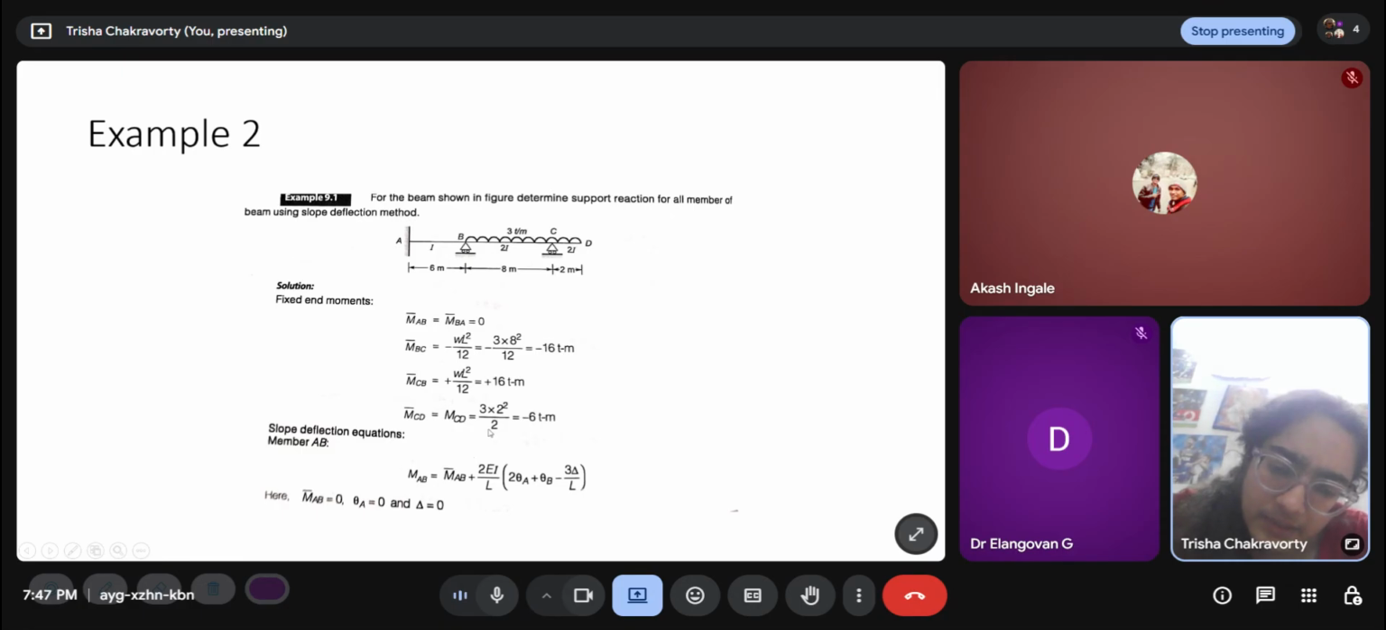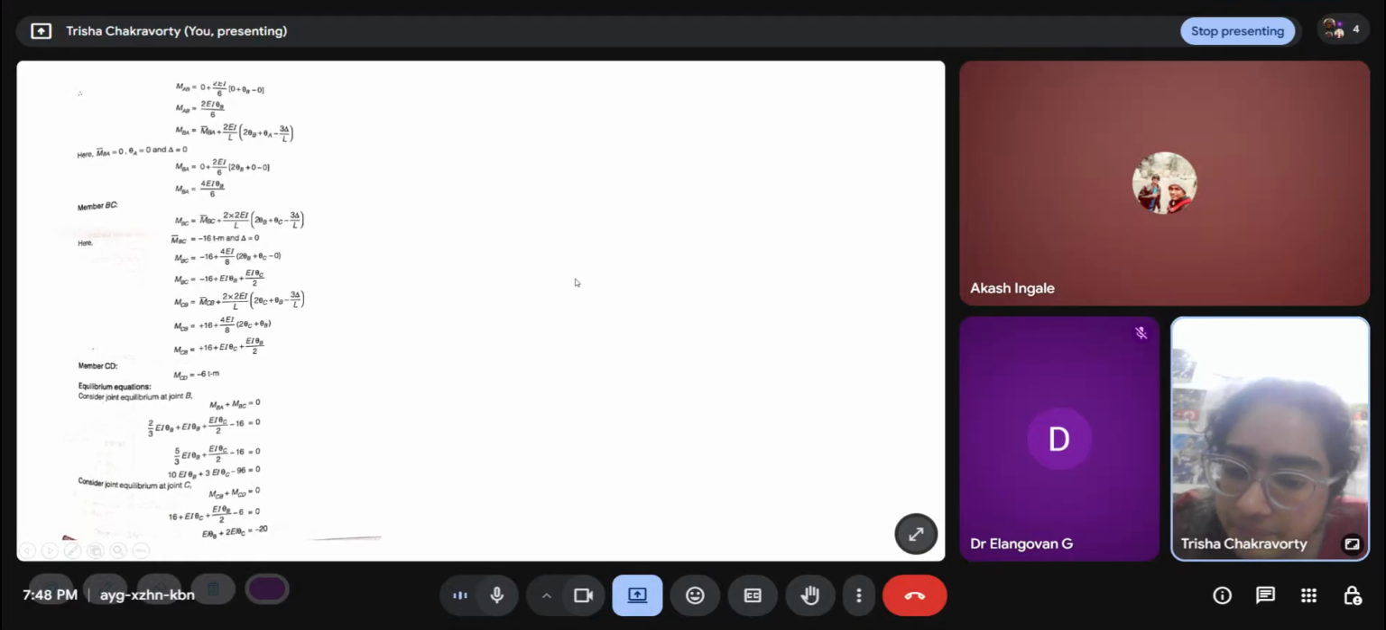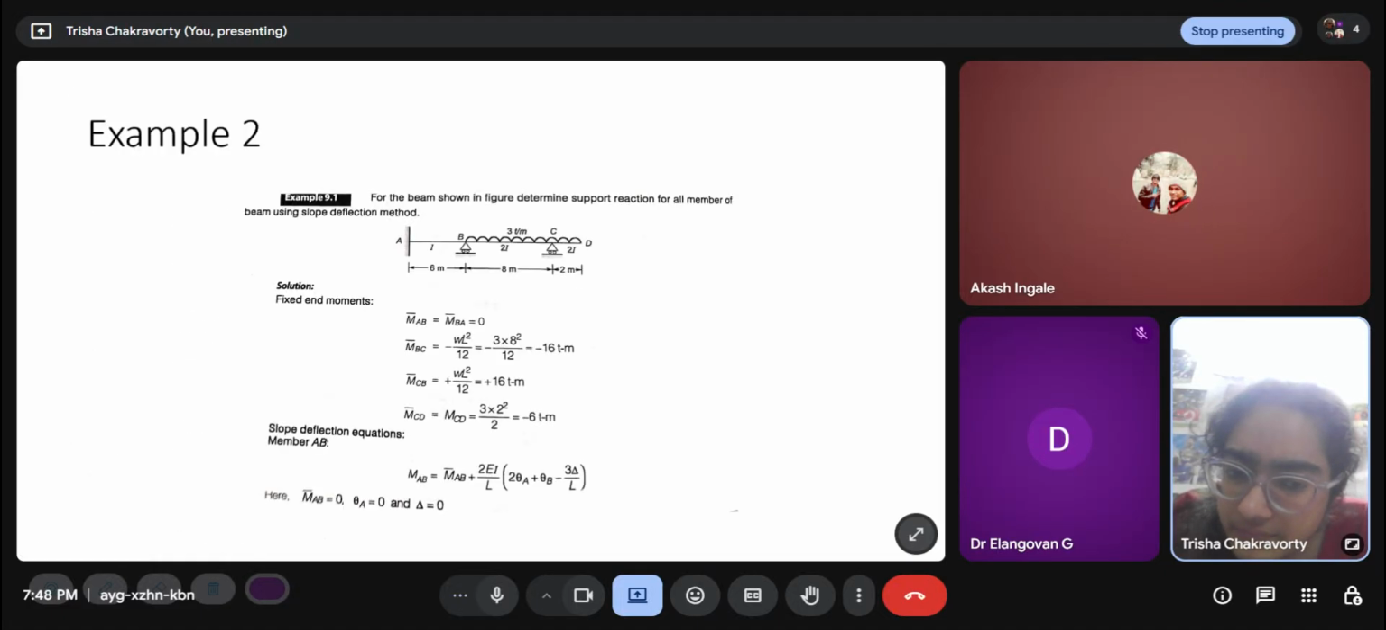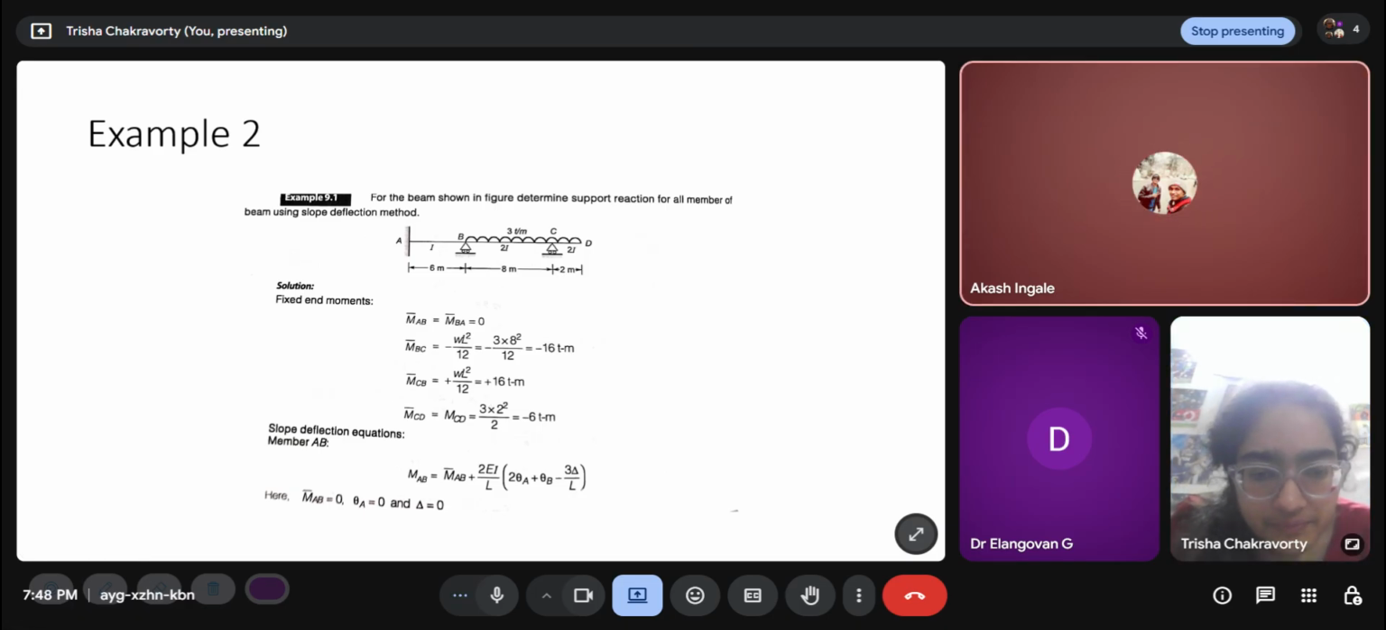it should be the same, right? One second. Okay, so CD is not treated correctly. Corrected, ma'am. CD. Why is it WL square by 2? Why should it be WL square by 12? WL square by 12, ma'am. Yes, it should be that is 12.